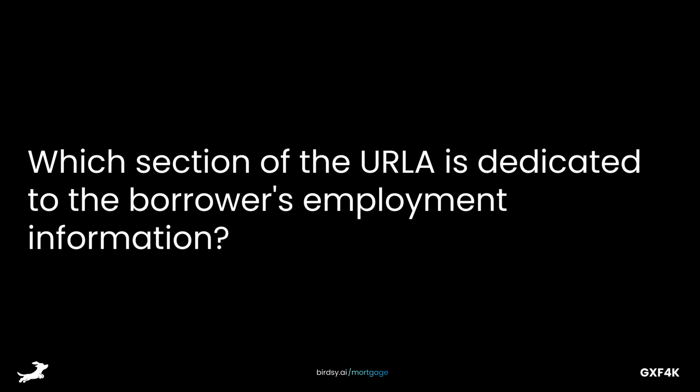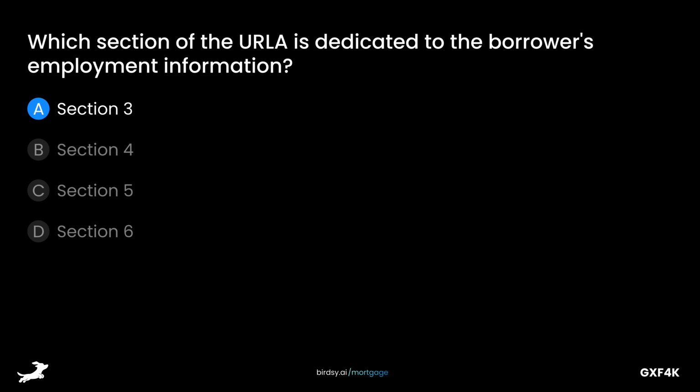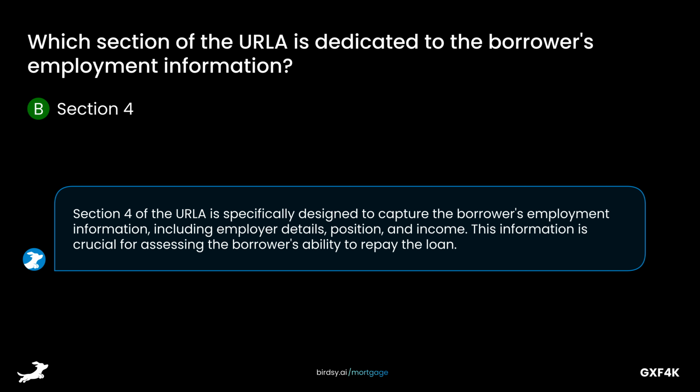Which section of the URLA is dedicated to the borrower's employment information? Is it A, Section 3, B, Section 4, C, Section 5, or D, Section 6? The answer is B, Section 4. Section 4 of the URLA is specifically designed to capture the borrower's employment information, including employer details, position, and income. This information is crucial for assessing the borrower's ability to repay the loan.